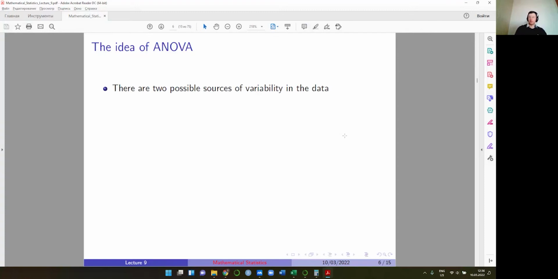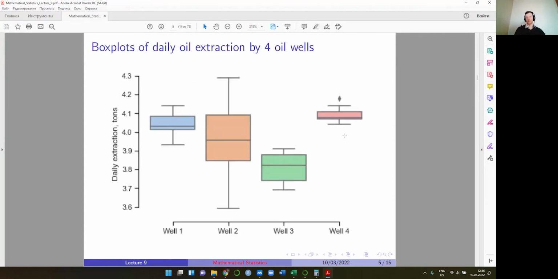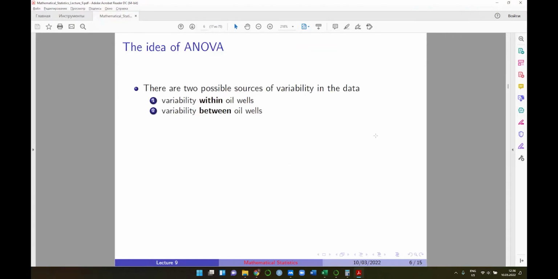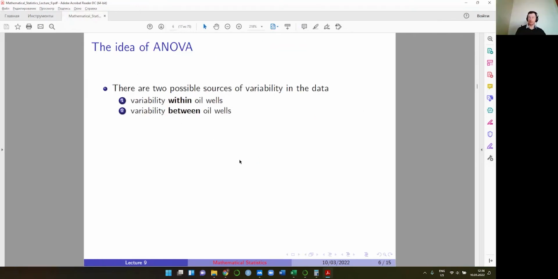So to wrap up what we have discussed, given that box plot: what is the idea of this analysis of variance, or ANOVA? There are two possible sources of variability in the data. One source is called variability within oil wells. This is the variability that we have seen for every oil well, like the dispersion of every box. And variability between oil wells. Variability between is these different levels for each oil well. Like one is higher, another is lower.